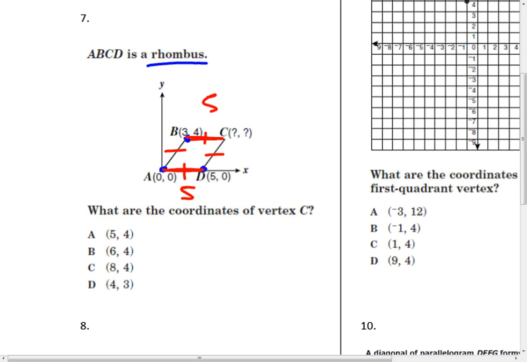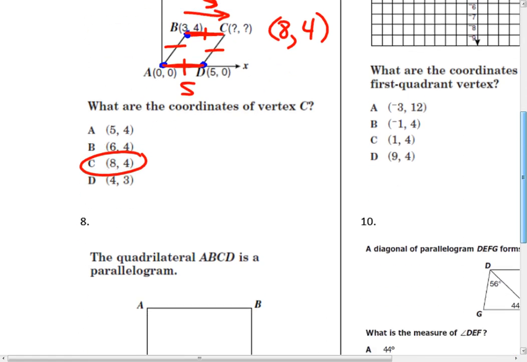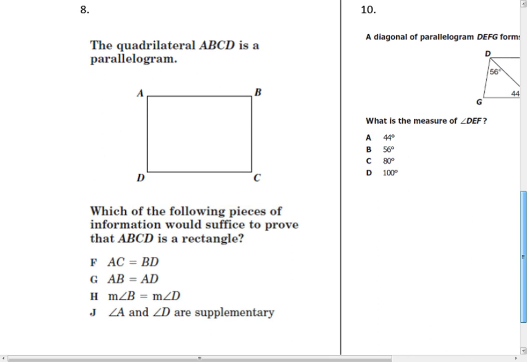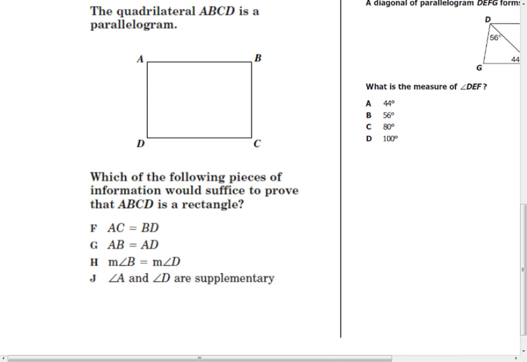It's horizontal. The y coordinate is not changing. It's still going to be 4. But it's going from a 3 over 5 units. So where does it end up? Parallelogram, which would be sufficient for rectangle.